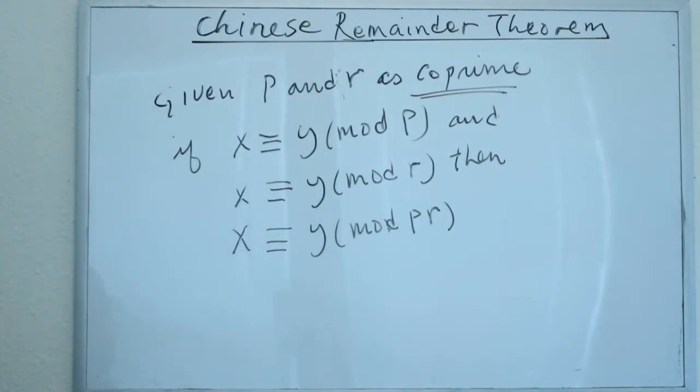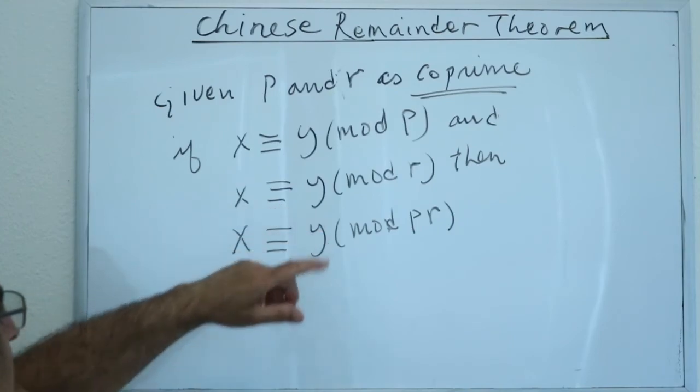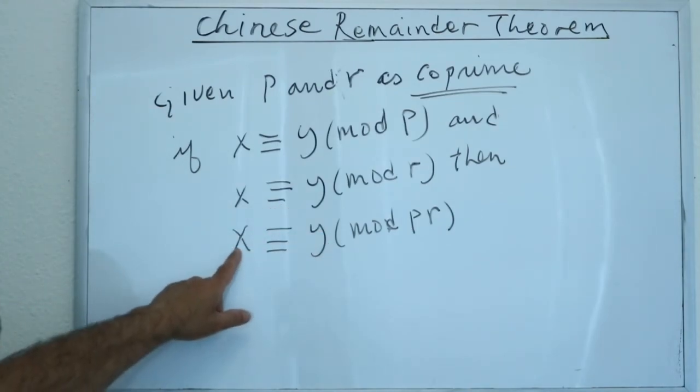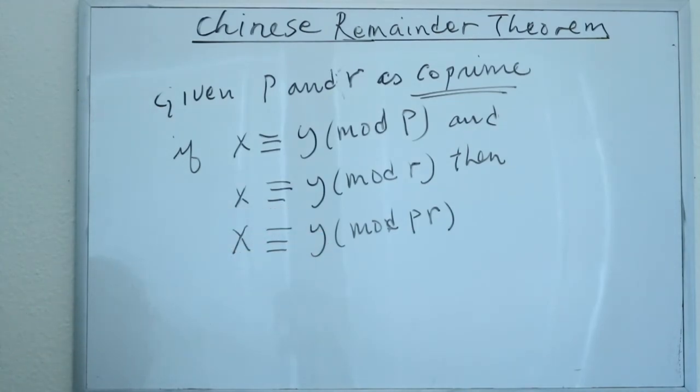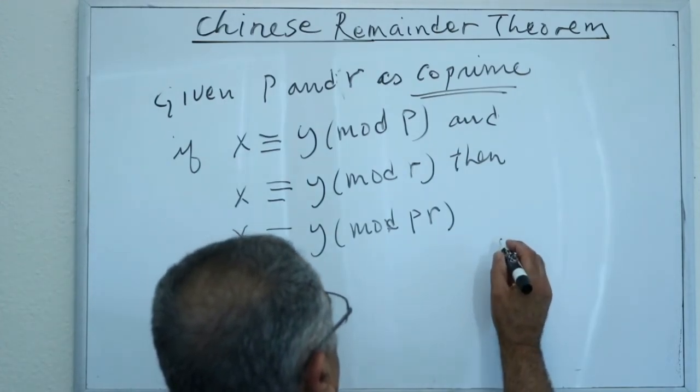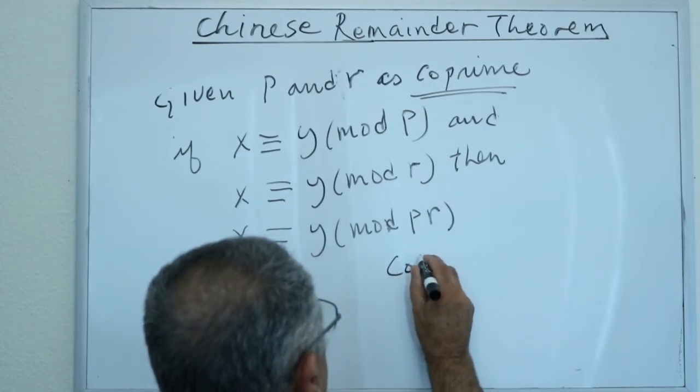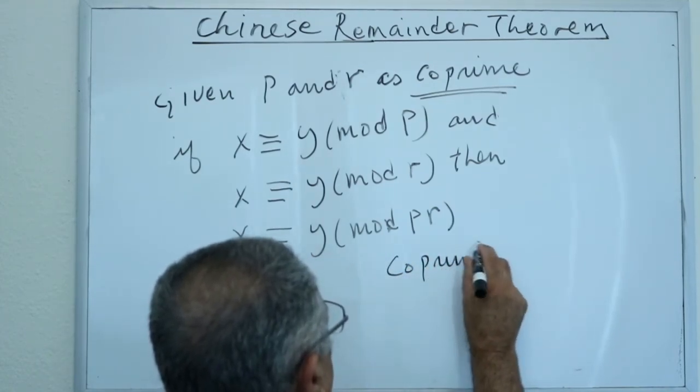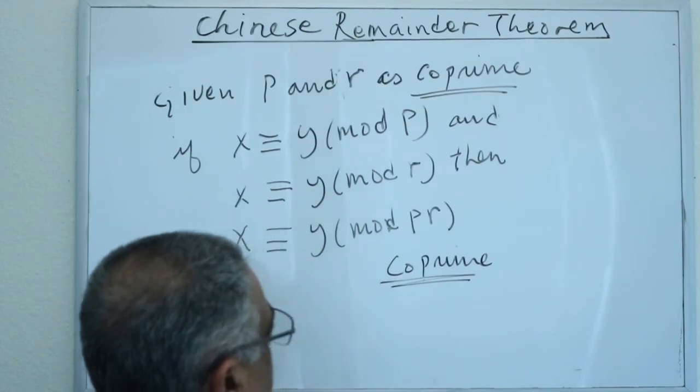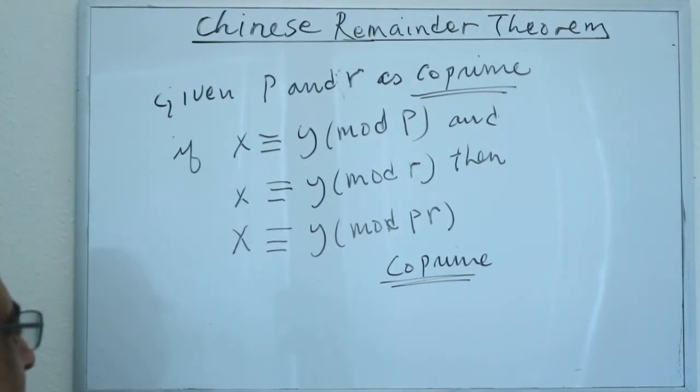Now, if you say X is congruent to Y mod P and X is congruent to Y mod R, therefore X would be congruent to Y mod PR. Now, I want to discuss co-prime. What do we mean by co-prime? Two numbers are co-prime if you take the GCD of the two numbers and the result is 1.